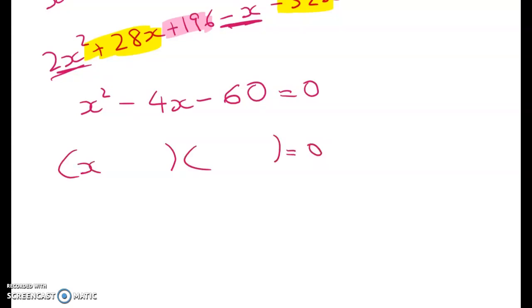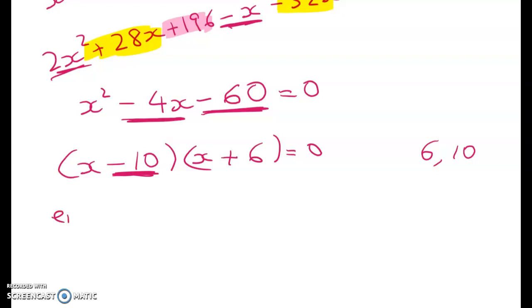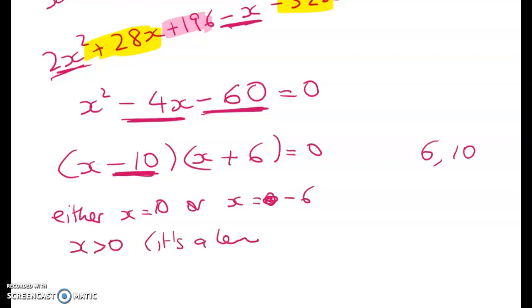This is a year 10 one. I've got x here, two numbers that times to give me negative 60, and add to give me negative 4. So it's going to be, let's try 6 and 10. I want to have the big number with the negative, so minus 10 plus 6. So either x equals 10 or x equals negative 6. x is greater than 0 because it's a length.